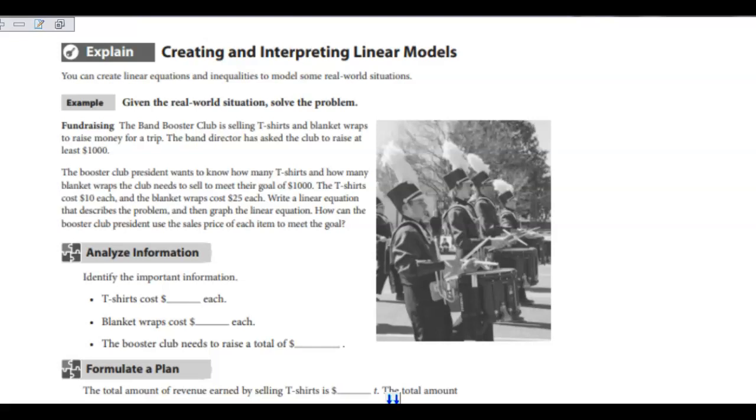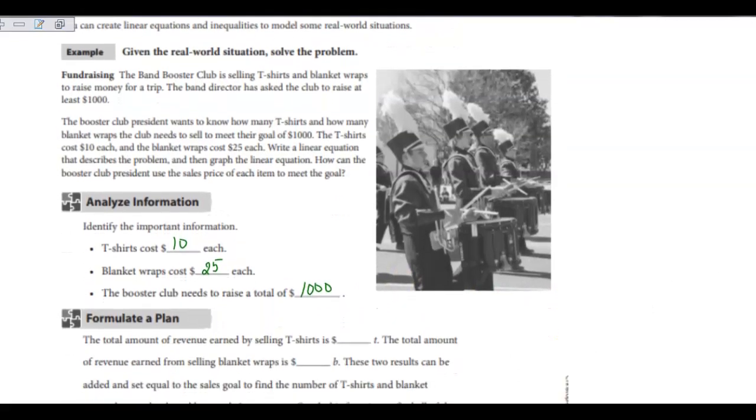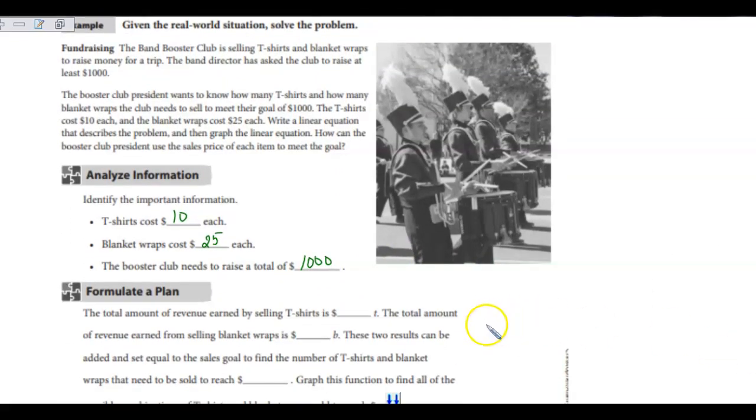So first of all, let's pull out what's important, what we know from this scenario. So we know the cost of the t-shirts, right? It says that the t-shirts are $10 each. The blanket wraps are $25 each. And how much do they need to raise? $1,000. So now we have the information that we need to pull out of it.